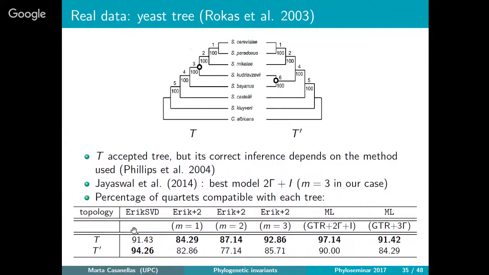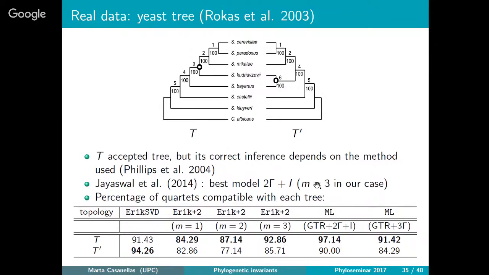We use this also on real data before using it as input of a quartet-based method. We use the real data of Rokas and others for yeast, 8 species of yeast. This is supposed to be the correct topology. This is what some methods get. It's known that in order to get the correct topology, you should use 2 discrete gamma categories plus invariant sites.